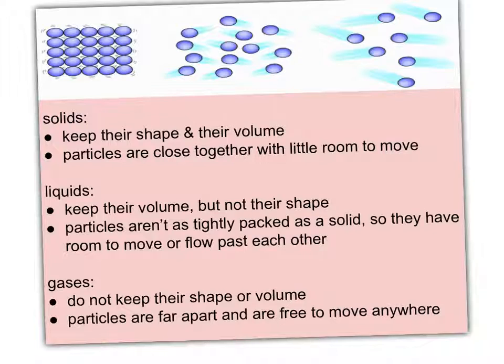So to sum up, if you look at these three diagrams, you see how the spacing and the movement varies in the three states of matter. Solids: particles are close together, there's little room to move, they're basically just vibrating in place, so they keep their shape and their volume. Liquids: particles aren't as tightly packed as a solid, so they have some room to move or flow past each other, so they keep their volume but not their shape. And gases do not keep their shape or volume. The particles are far apart, free to move anywhere they want.